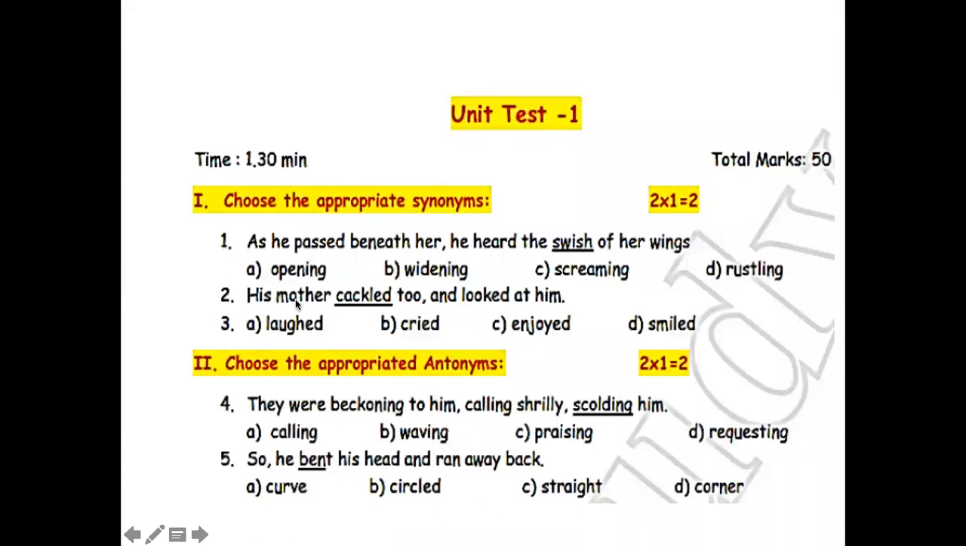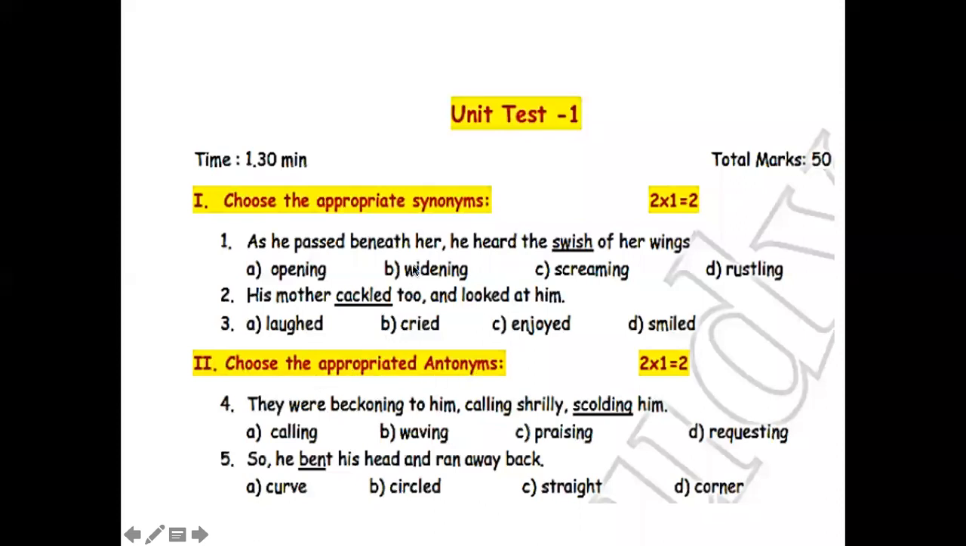Then his mother cackled too and looked at him. Here for cackle, you can get the meaning cried. So this way you have to choose the meaning. The second Roman number comes for the antonym.